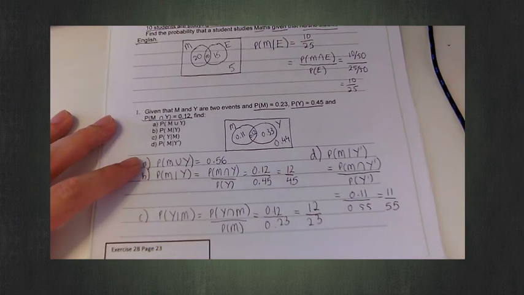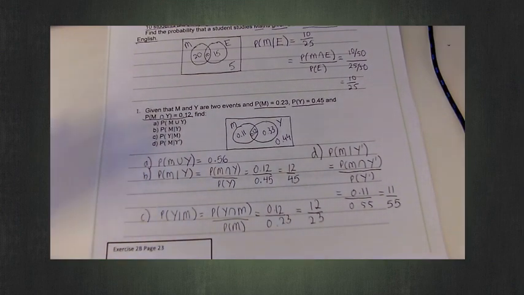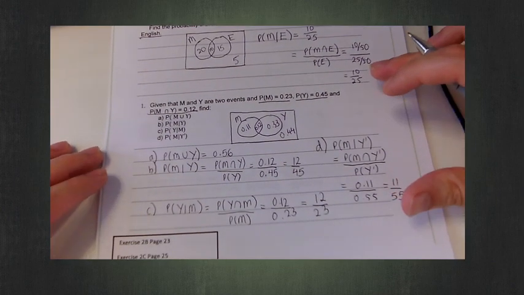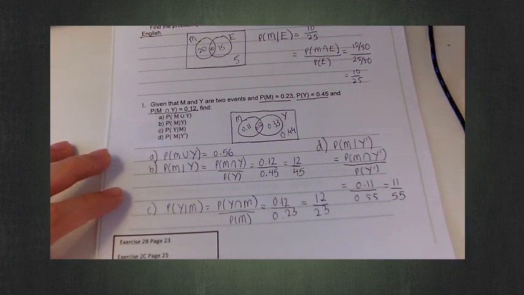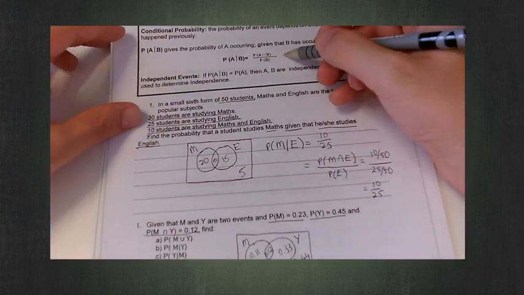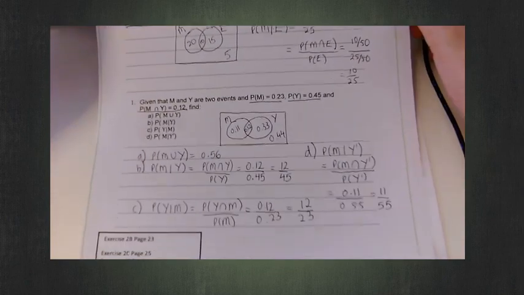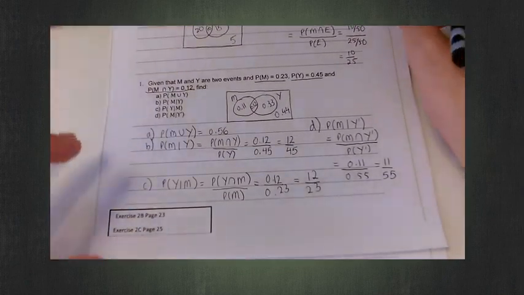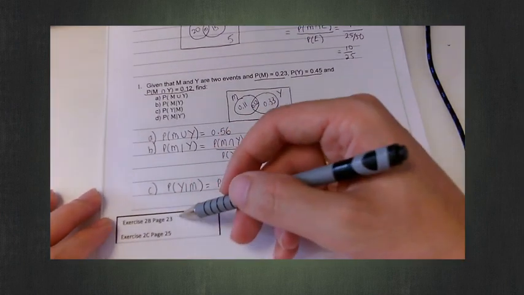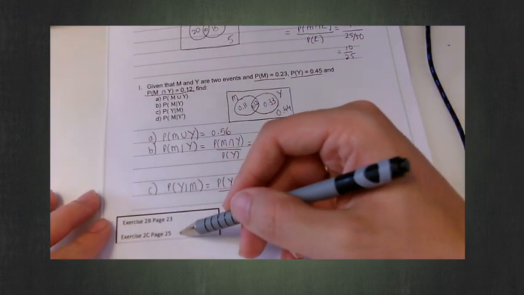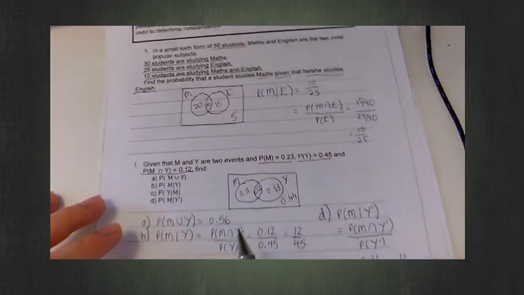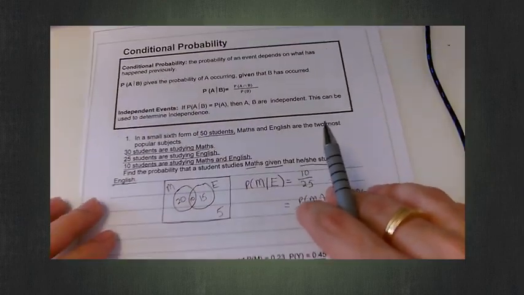Okay, so that's conditional probability, and you can see it builds on the knowledge from the set notation, and obviously looking at Venn diagrams and using this formula here, which you'll see more of later on. Right, so in terms of the exercises for you to have a go at, we've got exercise 2b, page 23, and exercise 2c, page 25, which you can use to practice with. That's conditional probability.